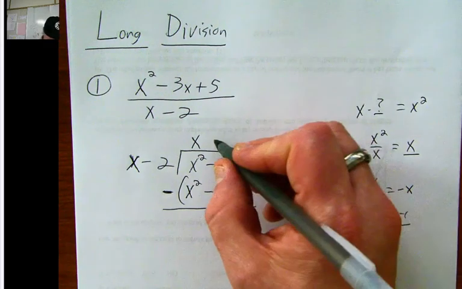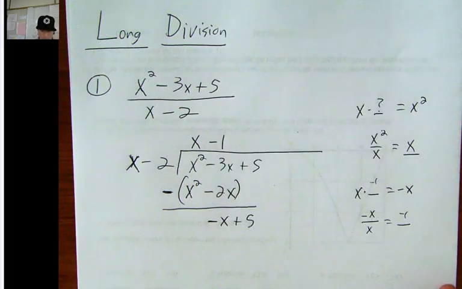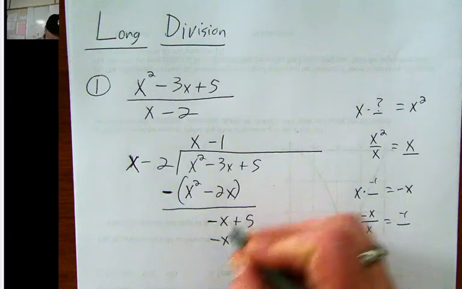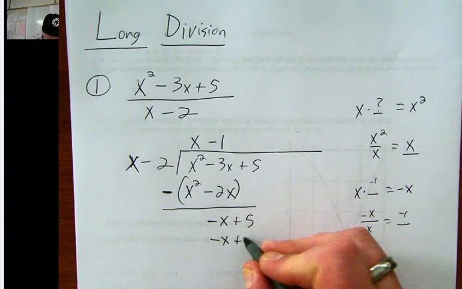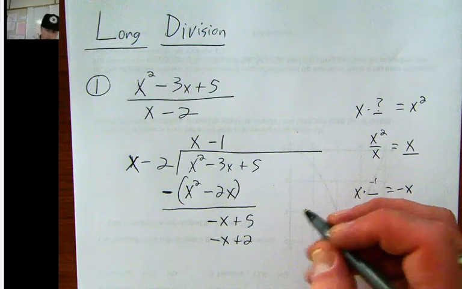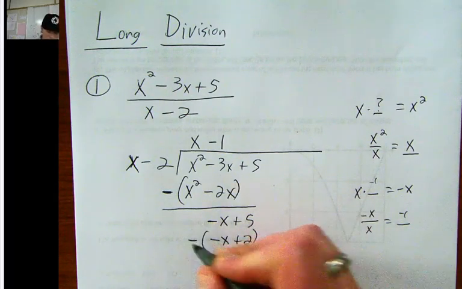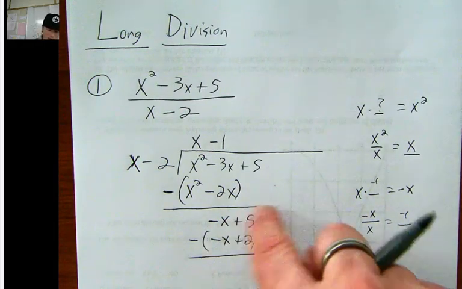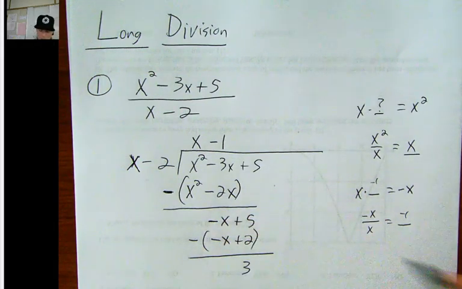So the next thing I put up here is minus 1. And then we distribute. Negative 1 times x is negative x. Negative 1 times negative 2 is positive 2. And then after we distribute, we subtract. Be careful with the negatives. Negative x minus negative x, the x's are gone. 5 minus 2 is 3.